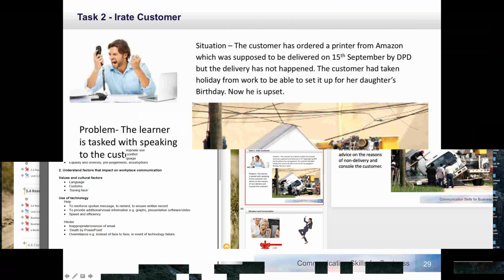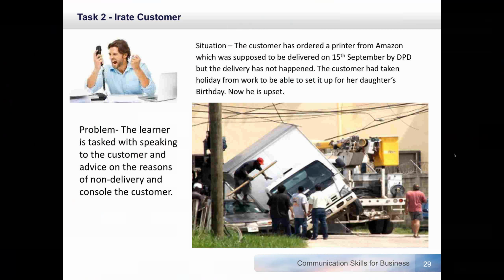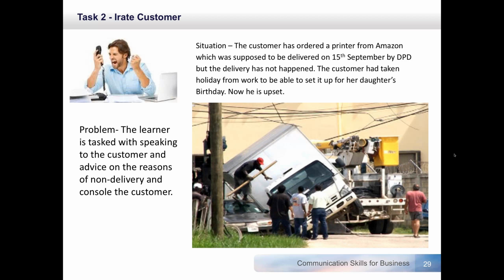a small case scenario is that we are looking at a customer, a dad, who's taken a day off from the office and has ordered a printer off Amazon, and the printer hasn't arrived. So he's taken a day off, he has ordered a printer on Amazon, and he wants to set it up for his daughter's birthday. Now, there is a bit of a communication role play that we will get to see. We call the situation an irate customer. That means the customer is absolutely unhappy because he hasn't received the delivery.